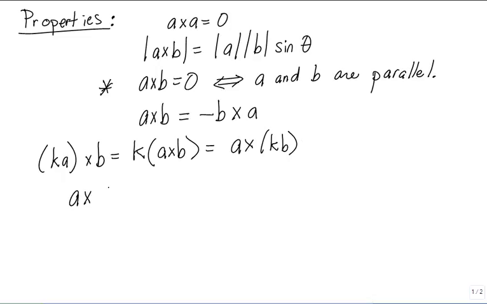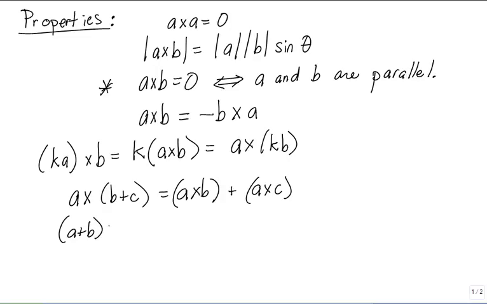If you want to cross A with B plus C, two added vectors, you can use the distributive property. And if you do it on the other side, it's still going to be A cross C. That's distributive. Also, you just have to watch your order of the vectors.